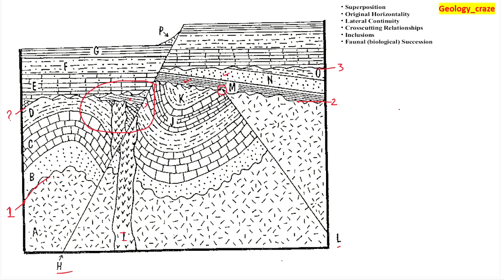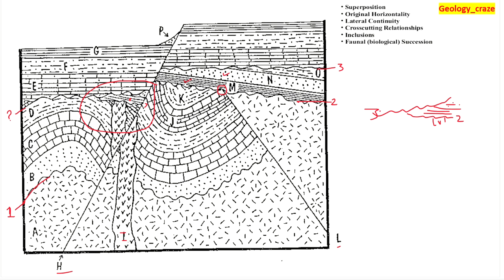Here we have one more unconformity, and here we have an unconformity. This is the granitic body, and we are getting horizontal strata and dotted strata. This is our unconformity 2, and this is our unconformity 3. Unconformity 3 eroded unconformity 2. Hope you understand.